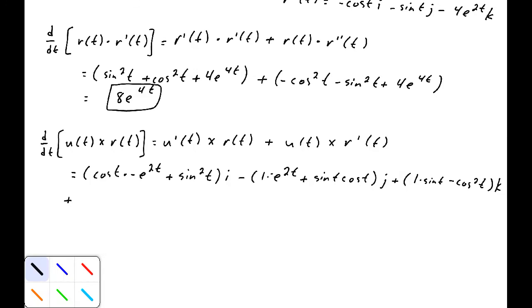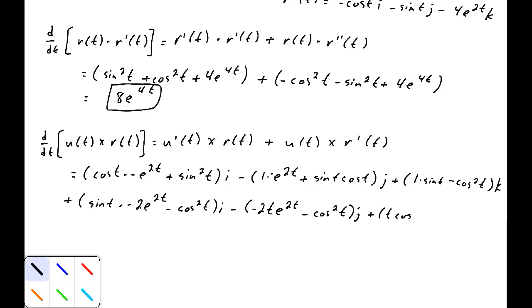Plus, we're now going to calculate u of t crossed with r prime of t, and that will be equal to, parentheses, sine t times negative 2e to the 2t minus cosine squared t, close parentheses, i, minus, open parentheses, negative 2t e to the 2t minus cosine squared t, close parentheses, j, plus, open parentheses, t cosine t minus sine t times a minus sine t, so that would be plus sine squared t, close parentheses, k.